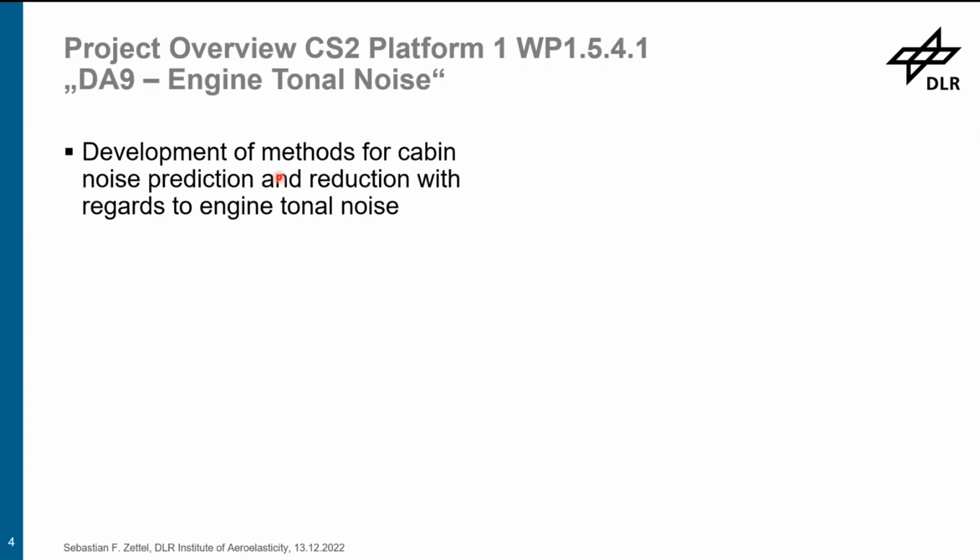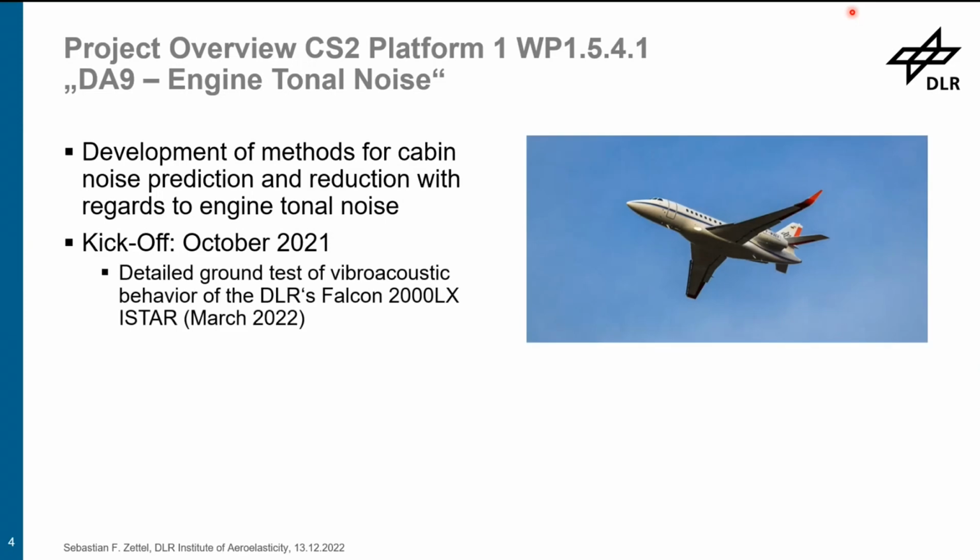The project we are currently working on is called DA9 Engine Tonal Noise. The main focus of this project is the development of methods for cabin noise prediction and the reduction with regards to engine tonal noise. The kickoff of this project was in October 2021. And the first task, and one of the main tasks in this project, was the large-scale ground vibration test performed in March of this year.